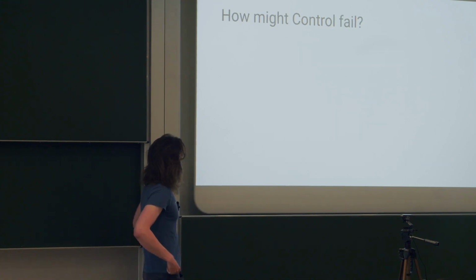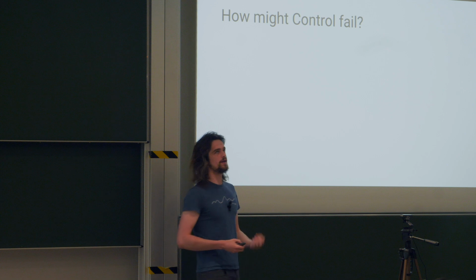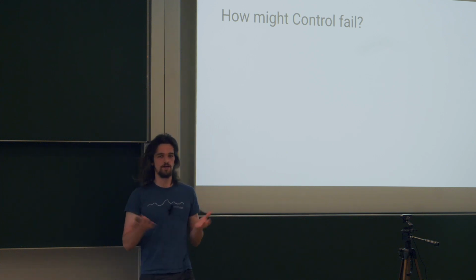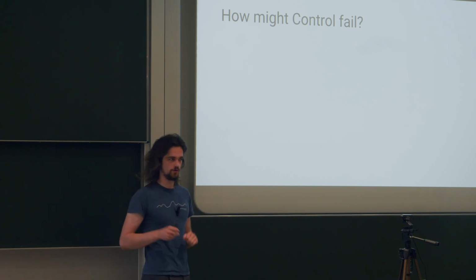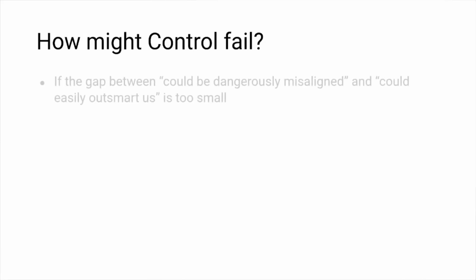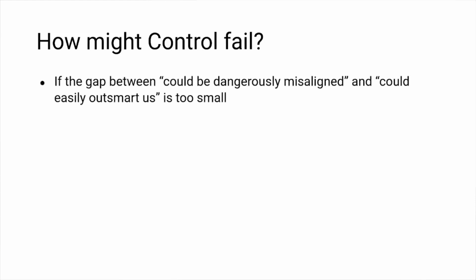Okay. So I think it's worth thinking a little bit about what the potential failure modes here might be at a high level. And I promise after this we're going to go more detail oriented. So if the gap between could be dangerously misaligned and could easily outsmart us is too small, then control in a lot of ways becomes a bit useless. If it's really targeting the strong models that are not super intelligent, then if this gap is tiny, it's not very helpful.